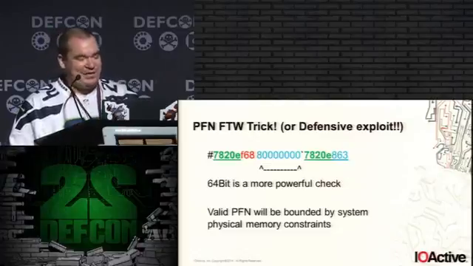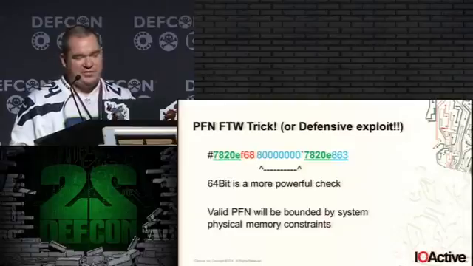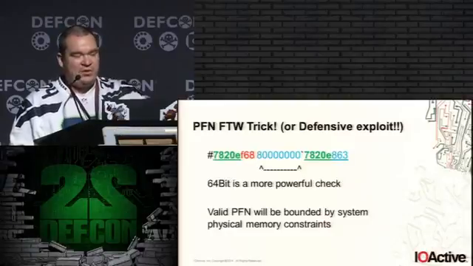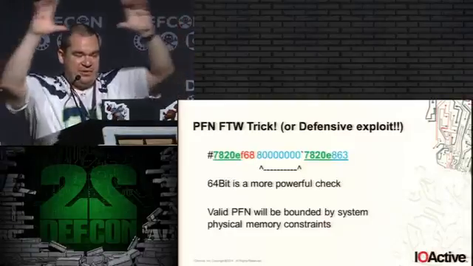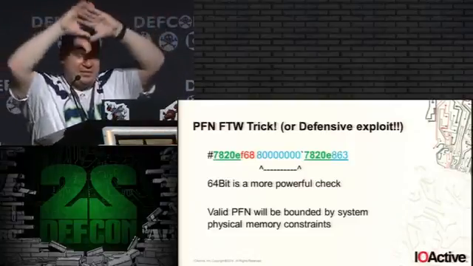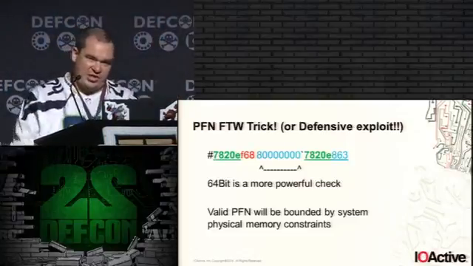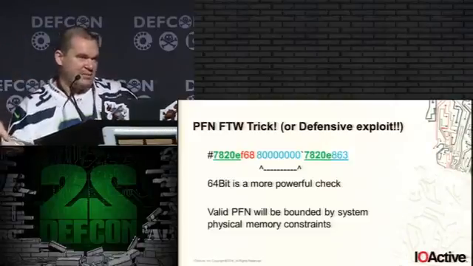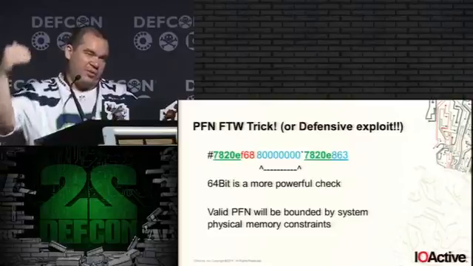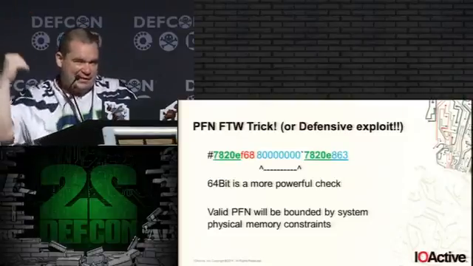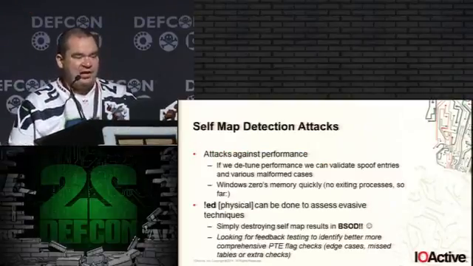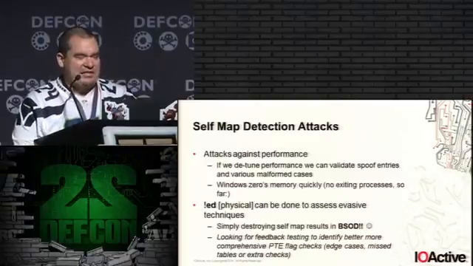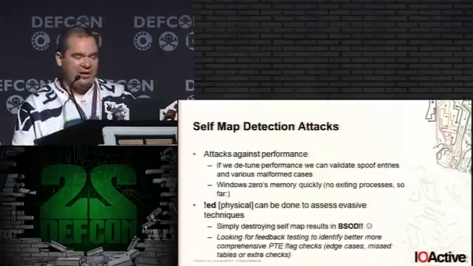So again, it's a more powerful check. A valid PFN is going to be bounded by the constraints of the system physical memory. So this middle bit here, you're going to have a lot of nulls in there unless you've got terabytes and terabytes of memory. Those are additional bits we can check because I know how big the input is that I'm looking at, and I know other properties like it's always going to be incrementing. If you try to attack it, we could do some additional checking. I'd love to see someone come up with an attack.